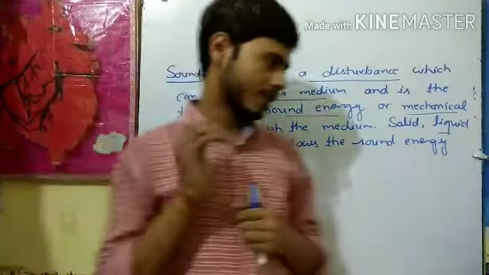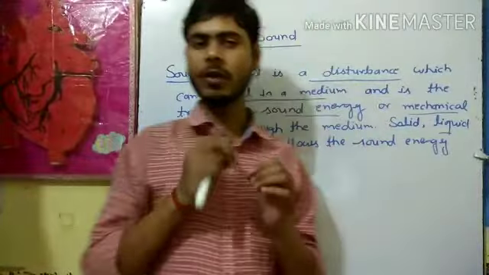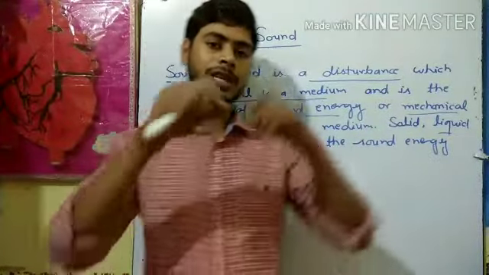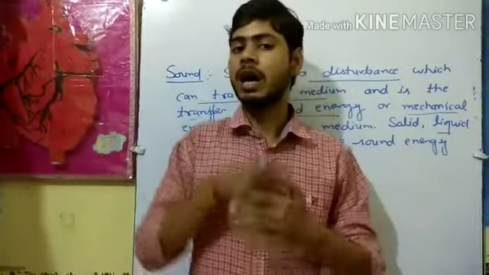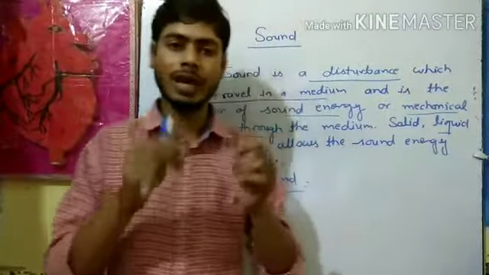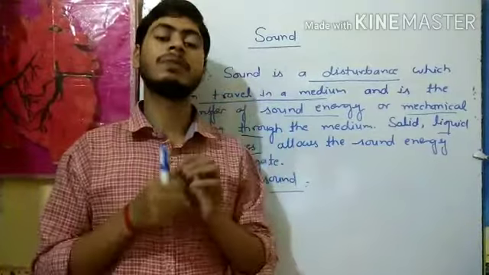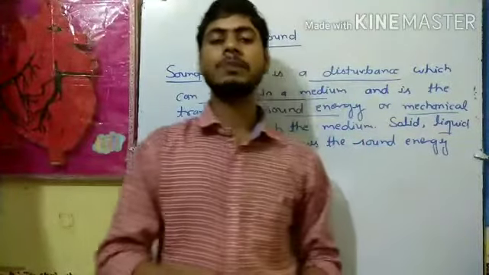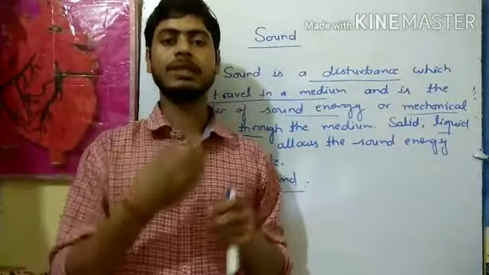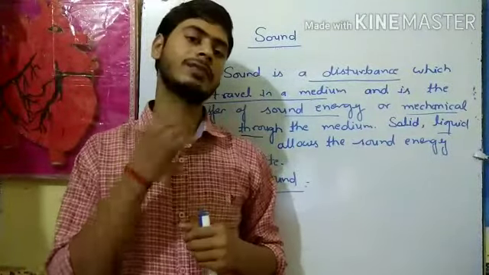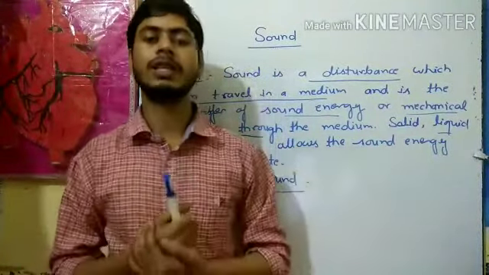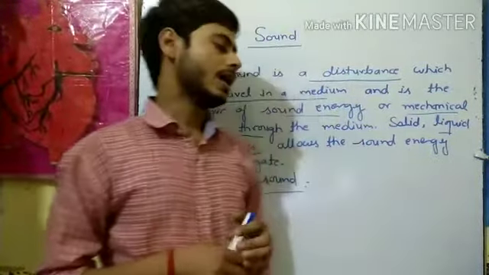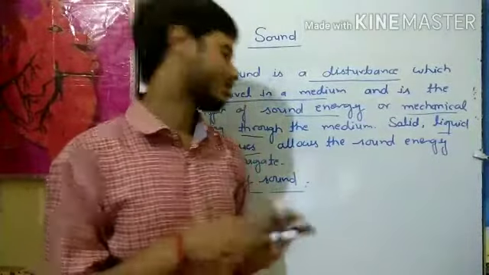Now suppose we take an example. If you have a newspaper and you tear it, then a sound is produced. How is the sound produced? When you tear a newspaper, the fibers from which the paper is made vibrate, and that's why the sound is heard by me or you.